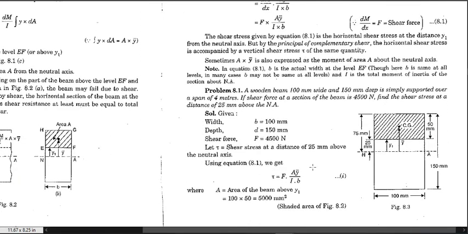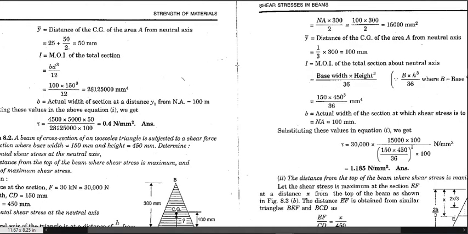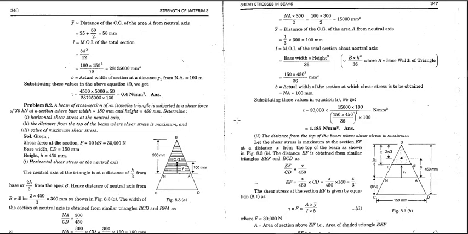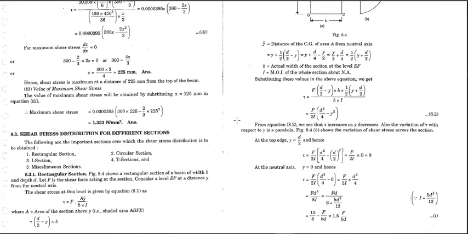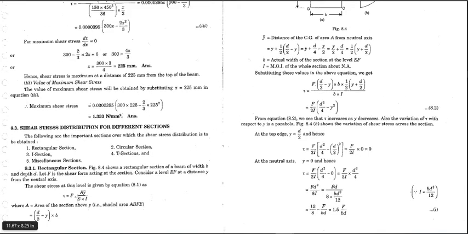Let us consider a numerical in which we have B and D, and the shear force is applied. Just put the values, and you will get the shear stress value at a distance of y1, which is given in the question. Just use that simple equation and you will get results for different sections. If we have a rectangular section, as in this case, then we know the area and the distance of the CG from the neutral axis.